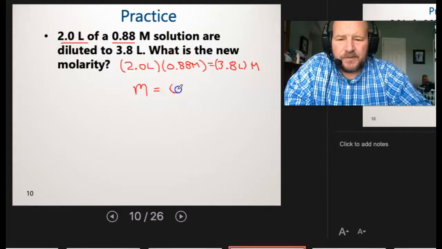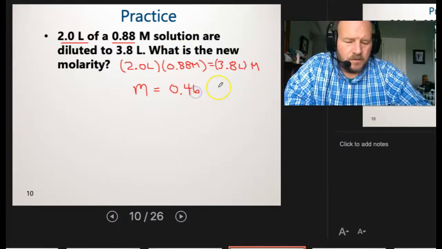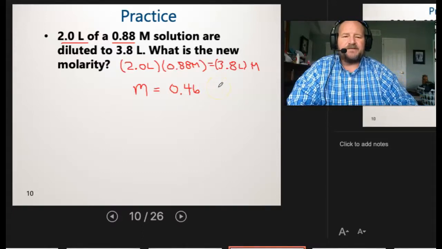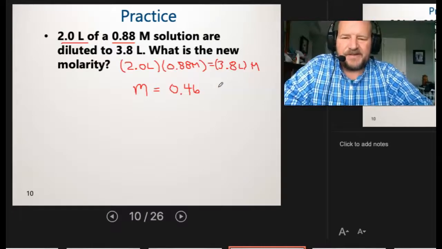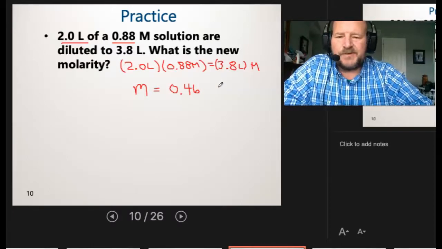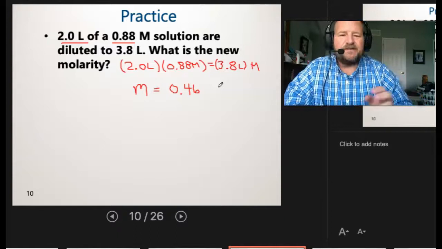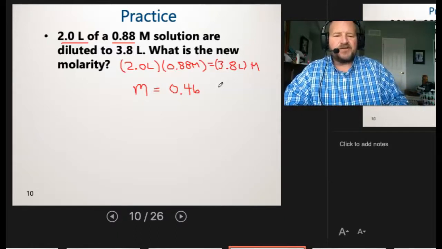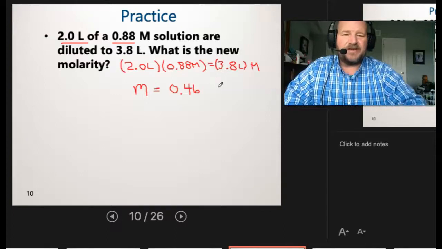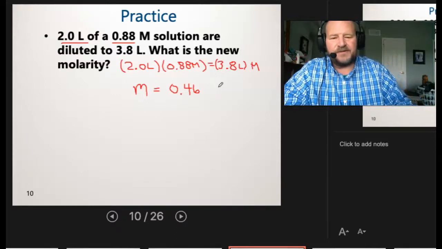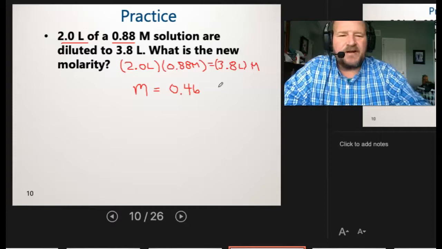So we get 0.46, and then 3.1. We only get 2 sig figs here. The nice part about this is, much like gas laws, we can see if that makes sense. So we had 2 liters, we turned it into 4 liters. Did our concentration go up or down? We would expect it to go down, and according to the calculation, it did go down. So we must have done that one correctly.